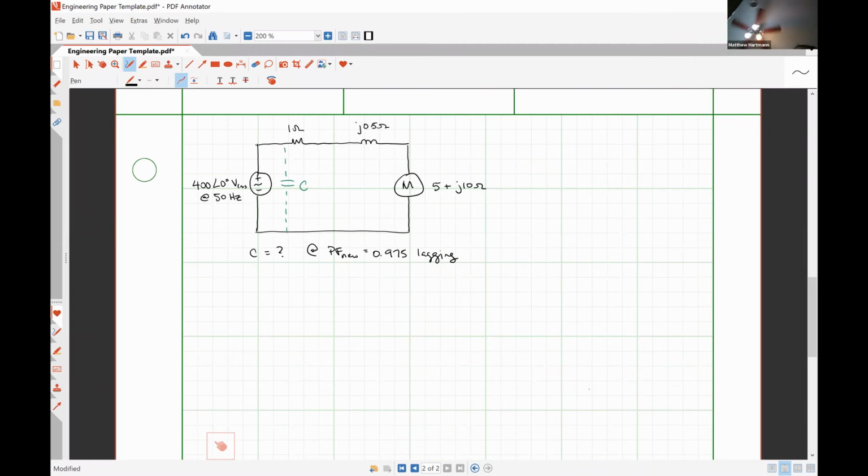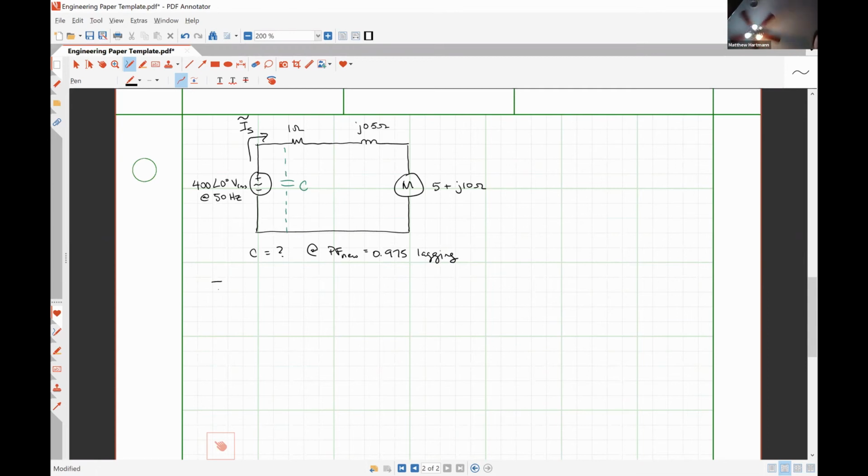All right, so to determine what the capacitor needs to be to give us this new power factor, I need to figure out what the old power factor is to begin with, which means I need to know how much complex power the source is supplying. So it should be fairly obvious that, let's call this current here I source, if I know this current and I know the voltage supplied by the source, I should be able to figure out the complex power supplied by the source.